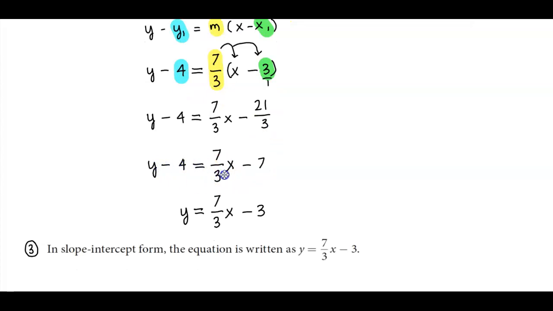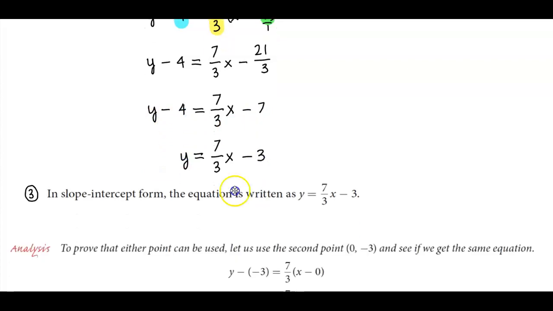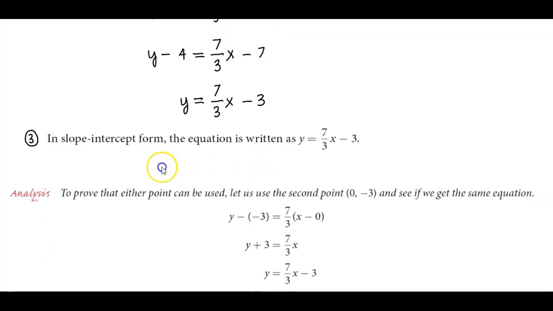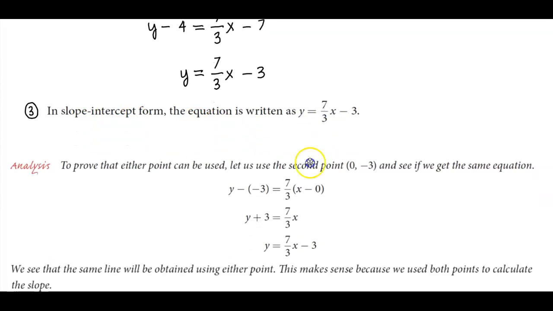And then we need to put it in slope-intercept form by isolating y. So we're going to add 4 to both sides. So -7 plus 4 gives you -3. So y is going to equal 7/3 x minus 3. So it's in slope-intercept form because it is written as y equals 7/3 x minus 3.